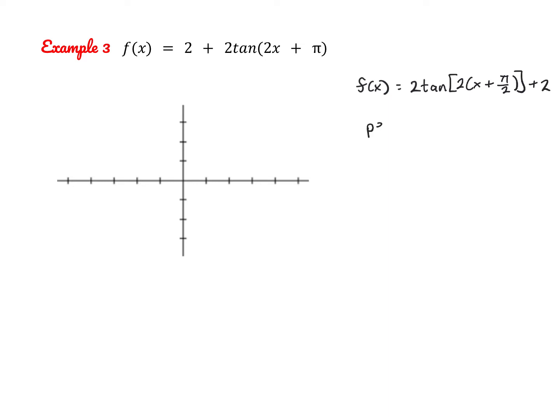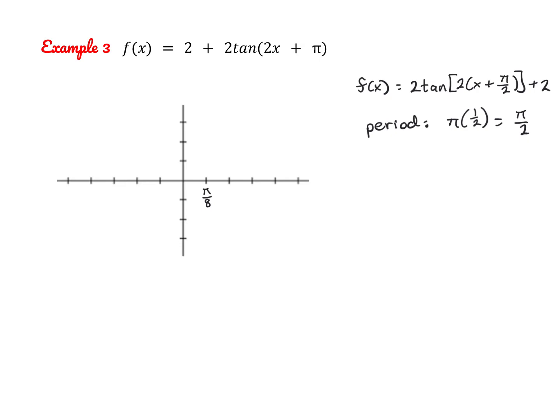So first we can start by looking at our period. So the period of our parent function is pi, remember, and then I'm going to multiply by the reciprocal of our b value. So this is actually a horizontal shrink by a factor of 1/2. So now our period is pi over 2. And just like when I'm graphing my other functions, I like to take this and split it up into 4 to scale my x-axis. So I'm actually going to scale my x-axis by pi over 8.